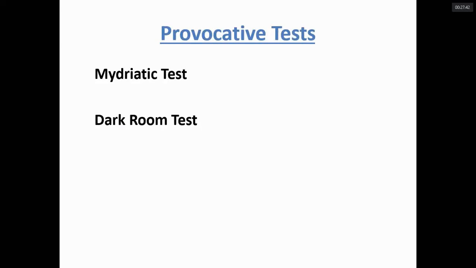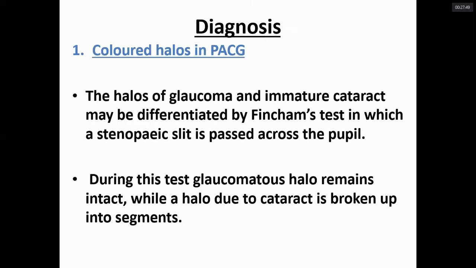So there are different tests like the mydriatic test and the dark room test, which are there in the textbook. You read that, which is not done nowadays mostly, but you read it sometimes. Some old examiner might ask you for that. And in diagnosis, when you see the colored halos, how will you describe them, or what are the differential diagnoses of the colored halos? It is a very simple and frequently asked question.